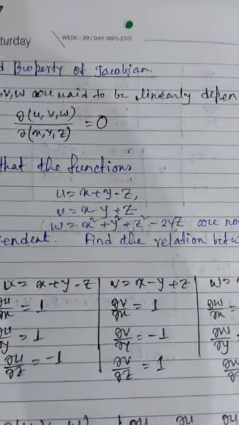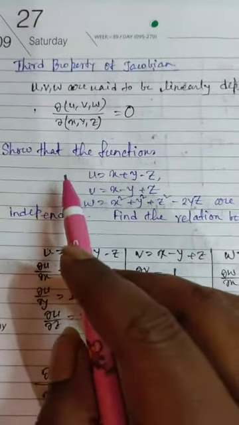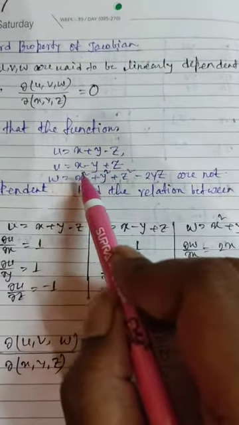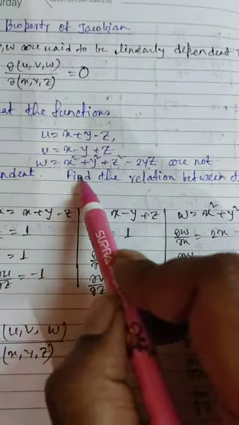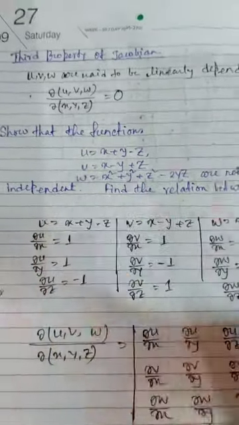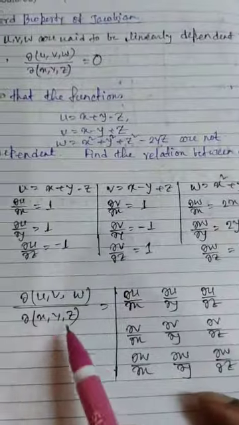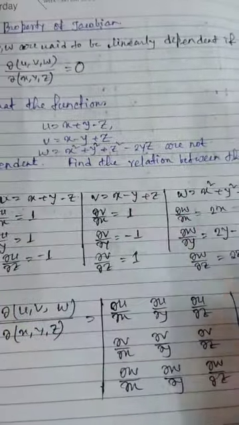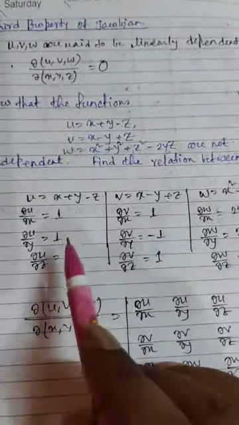So here I show you one question: show that the functions u is equal to x plus y minus z, v is equal to x minus y plus z, and w is equal to x square plus y square plus z square minus 2yz are not independent. That means we have to show that ∂(u,v,w)/∂(x,y,z) is equal to 0 and find the relation between u, v and w.